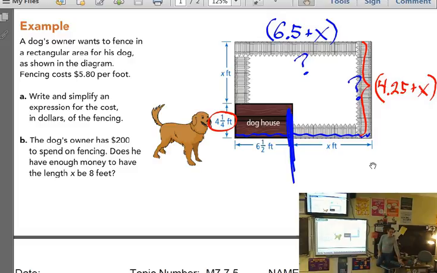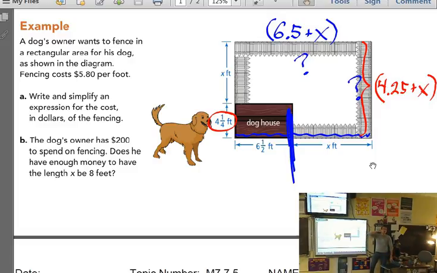Justin, question or comment? Okay. 6.5 is a value that we know. X is a value we don't know. Not like terms. Can't add them together because they're not like terms. Thank you for asking. This is a constant term. This is a variable term. Can't be added. Xavier? We can add both constants together.